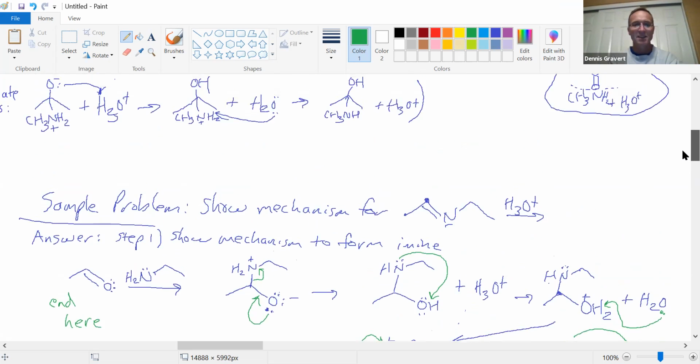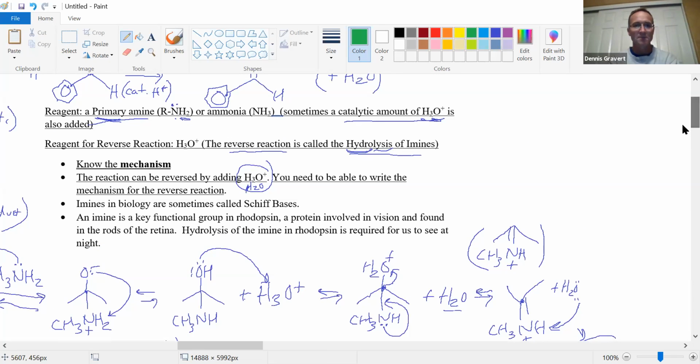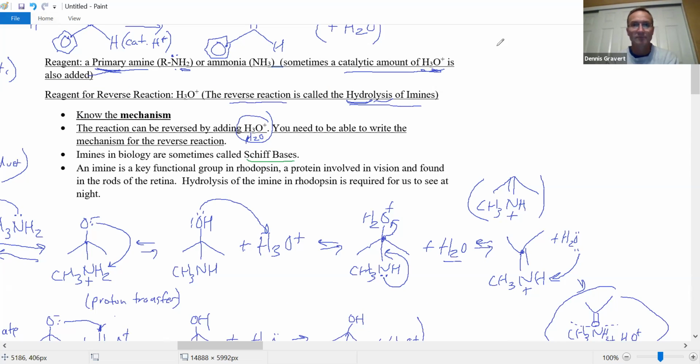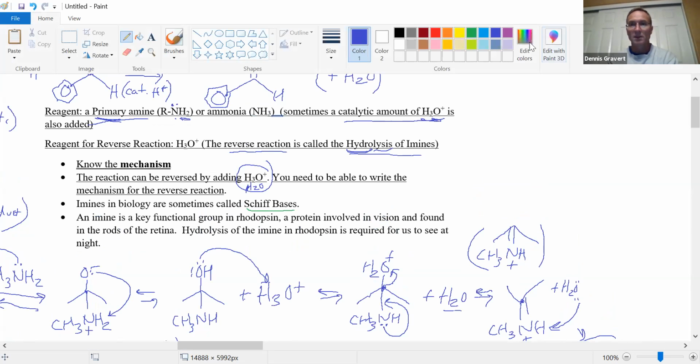Let's see, anything else about amines? Maybe a biological example? Yeah. In biology, amines are often called Schiff bases. I actually worked on Schiff bases in graduate school. That's kind of cool. Yeah, I did.